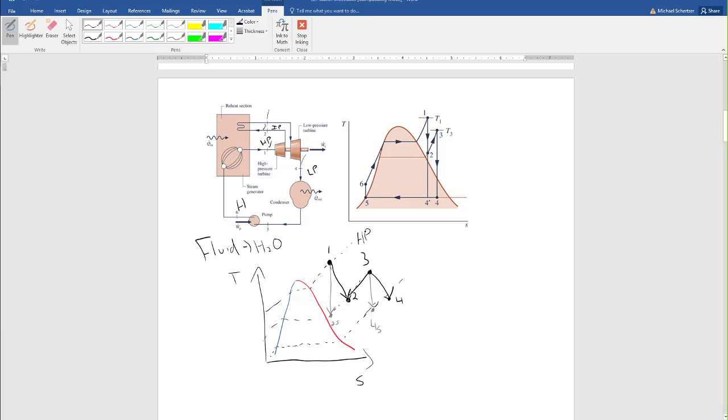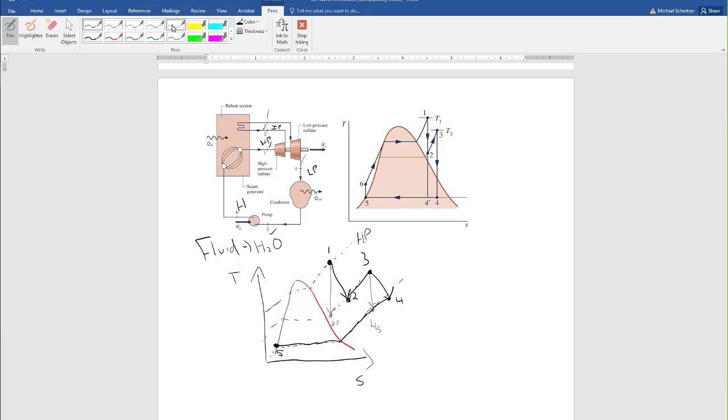Here we've assumed that there are no pressure losses, right? So we stay on this low pressure line and we cool the system down all the way to some saturated liquid. So now this is state 5, because this is a heat transfer process. We don't need any kind of 5S or anything.